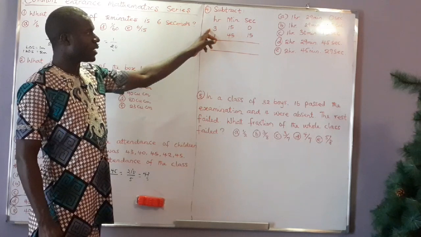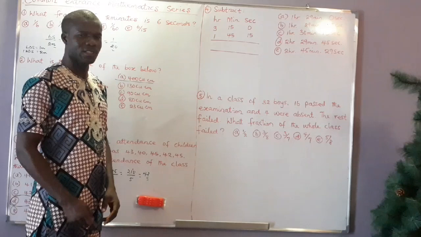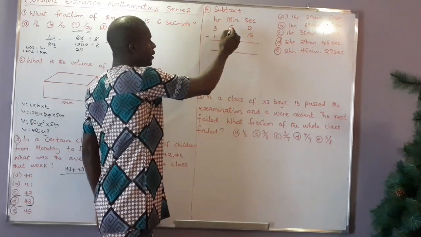3 hours, 15 minutes, 0 seconds, subtract 1 hour, 45 minutes, 15 seconds. This is also easy. This has to do with subtraction. So 0 minus 15, that is not possible. So what do you do? You come over to this 15 minutes and borrow 1 from 15.